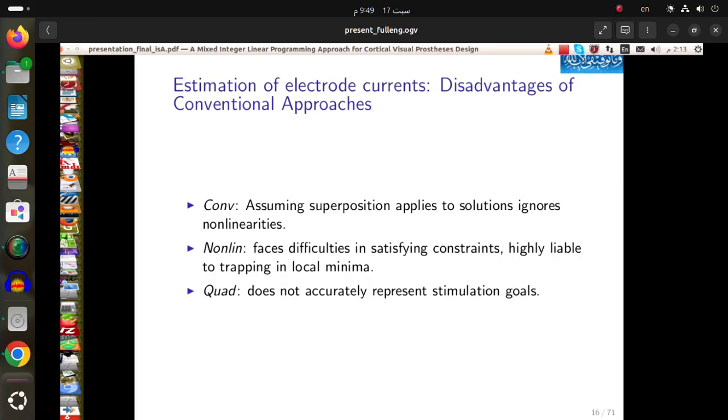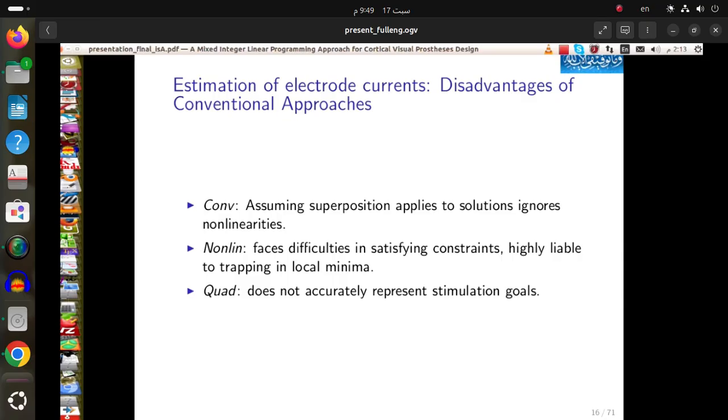So by using a nonlinear method, we are liable to be trapped in local minima. Satisfying the constraints becomes complex, and these complexities are not necessary. They can be avoided. For the quadratic formulation, its problem is that it's not accurate.